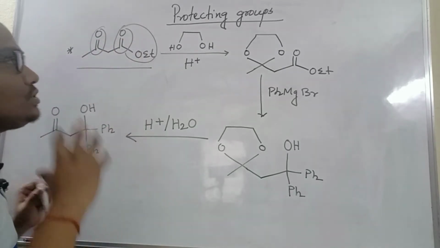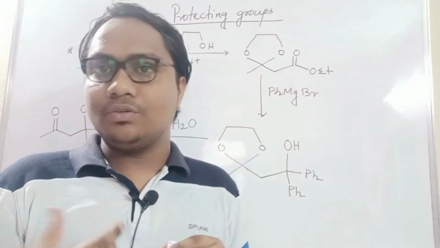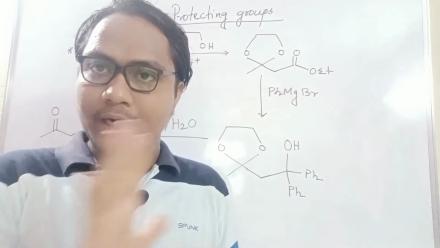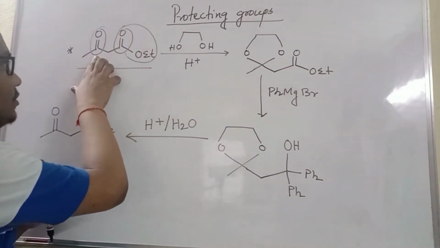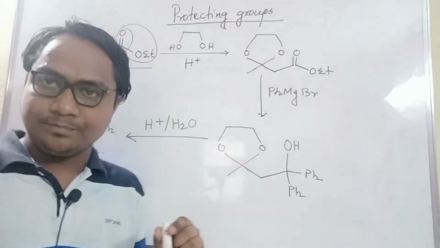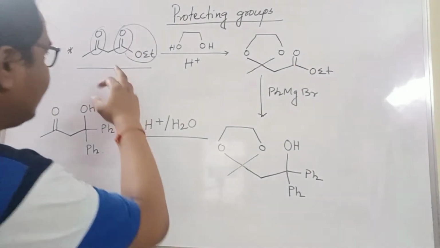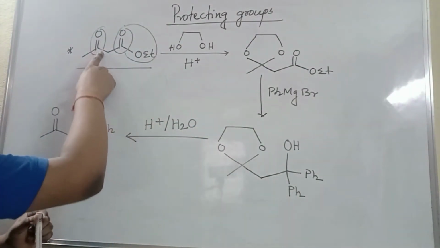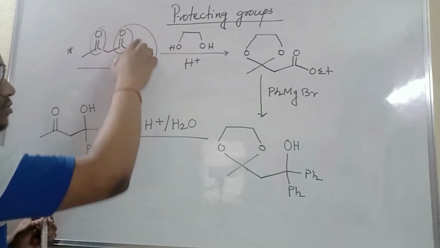So if I use some reducing reagent or some nucleophile, at that time you have to protect this keto group, not this one. So for this keto group you need some reagent. After the reaction, after reducing this keto group, you have to get back the previous one. So first I protect this one and use some reagent to reduce this one, and after that I will get it.